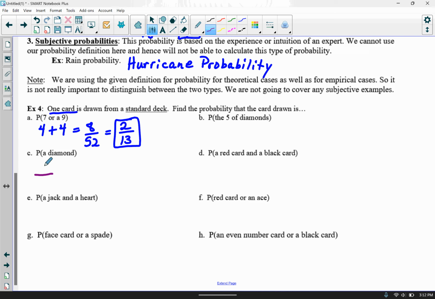Hopefully you agree. There's 13 of them out of the total number of cards, 52. That can be reduced. I can divide them both by 13. 1/4, final answer. Okay. All right, let's go on down here to letter E.